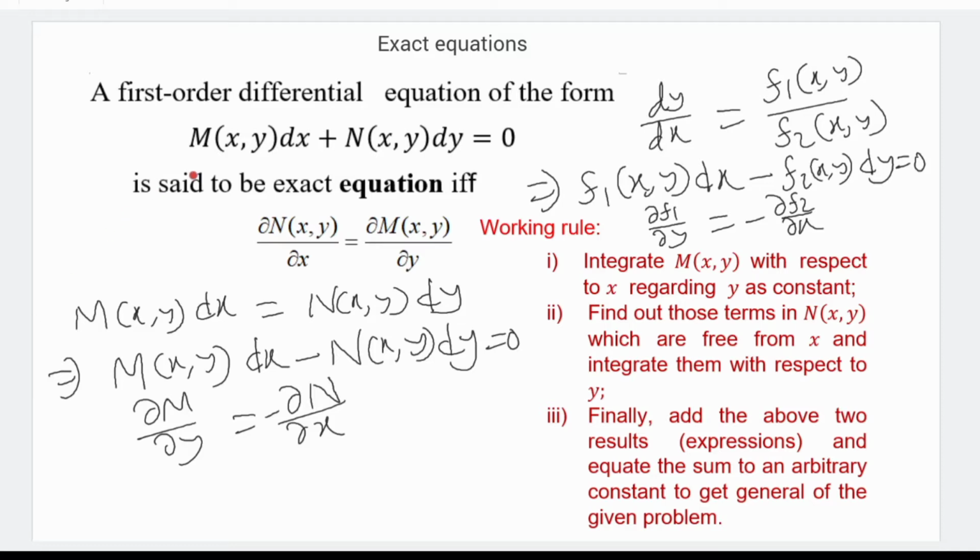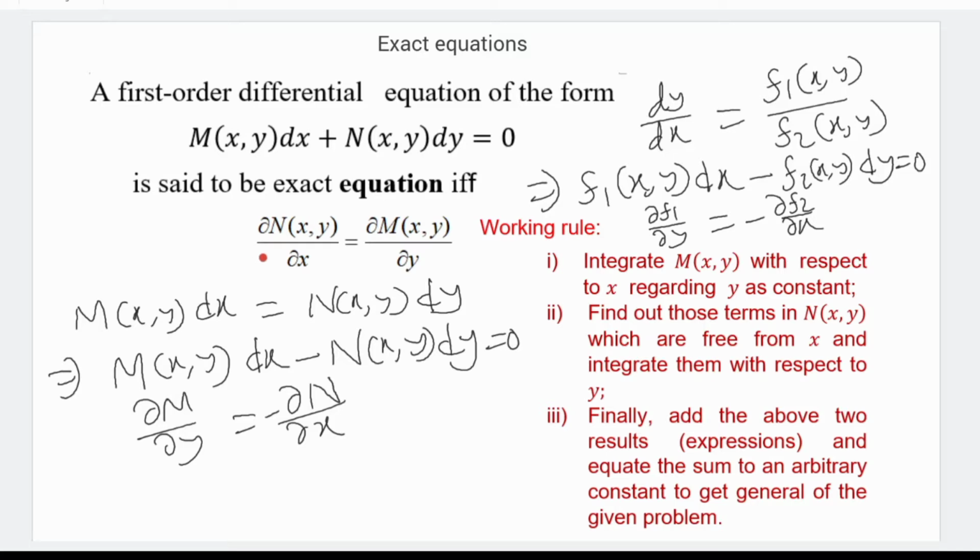Let us start. A first order differential equation M(x,y) dx plus N(x,y) dy equals 0 is called an exact equation if and only if the partial derivative of N with respect to x is equal to the partial derivative of M with respect to y.